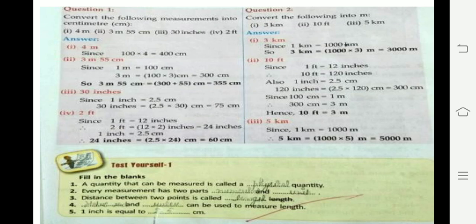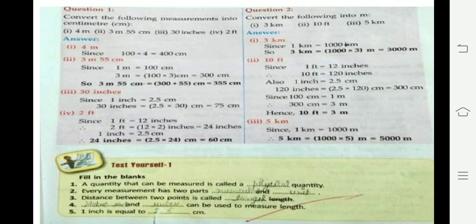The next one, third part, 30 inches. We know that in 1 inch there are 2.5 centimeter, and in 30 inches you will multiply 2.5 into 30. We got 75 centimeter.